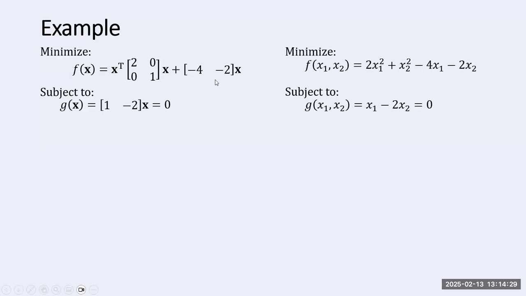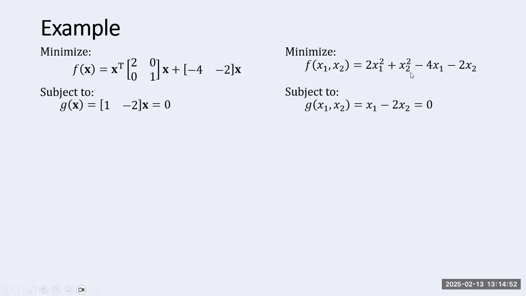This is the scalar function, the scalar version of the same function, f of x, subject to now x1 minus twice x2 equals 0. We just have one scalar constraint. Okay? Now, what does this mean? It means that x1 is simply twice of x2, right?